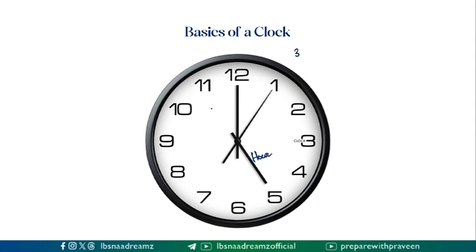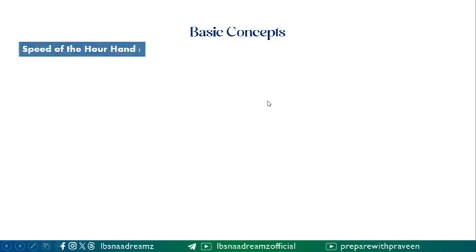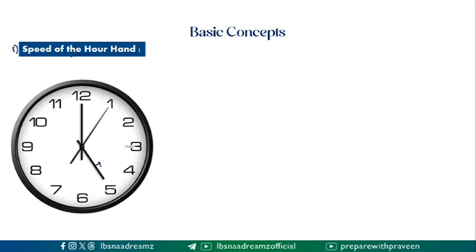We all know a clock has three hands: hour hand, minute hand and the second hand. First, we will see the speed of the hour hand. This one is the hour hand. See, it is here. It is here now.